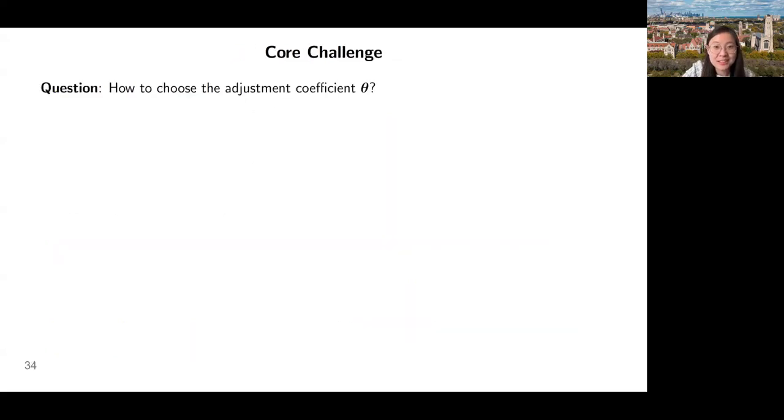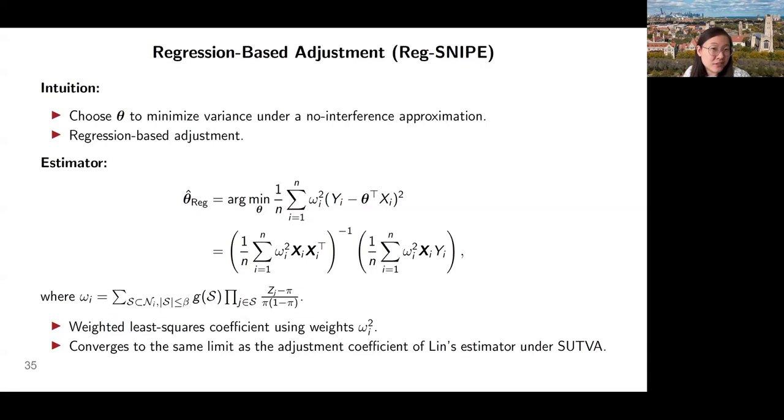So the real key question here is how do we pick this adjustment coefficient zeta? We don't actually have a good idea. The first thing that we thought about is, if there's no interference, what would we do to pick the zeta? If there's no interference, then the yi minus zeta transpose xi times omega would be independent across the units. So one thing we could do is, this takes a regression form, so we should just do a regression adjustment.